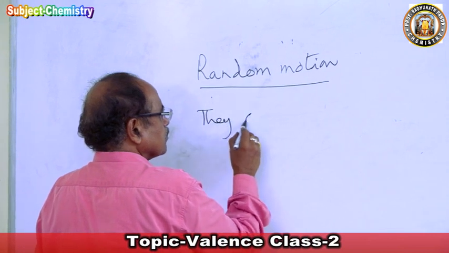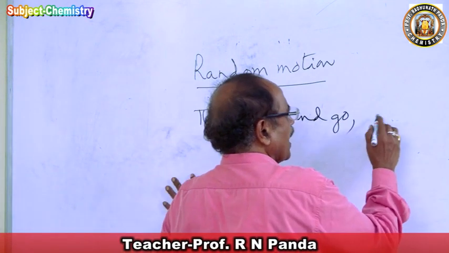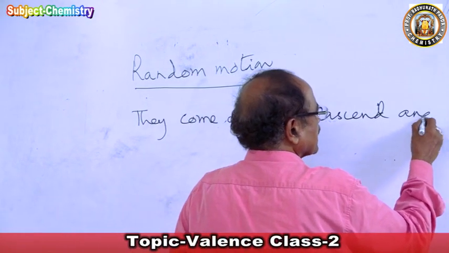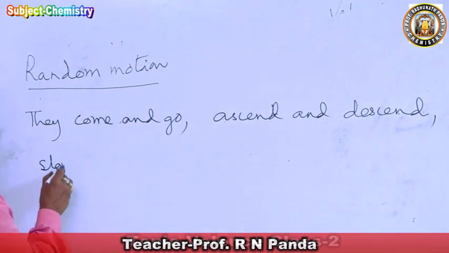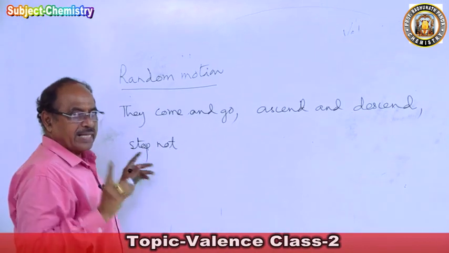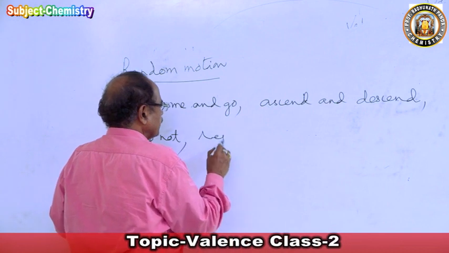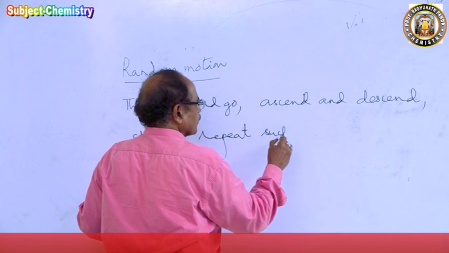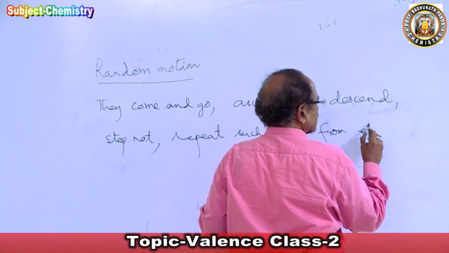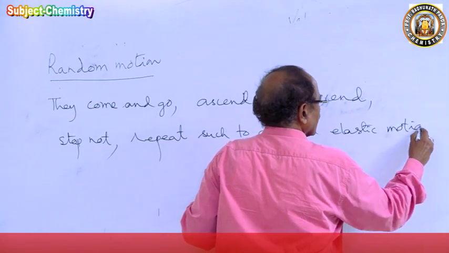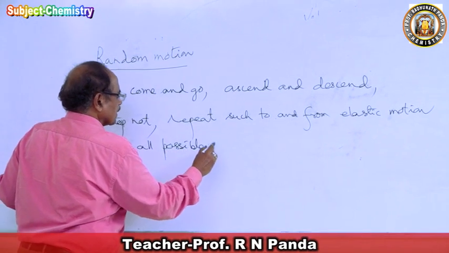they come and go. Ascend and descend. Then what they do? Stop not. They will not stop. While going they will not stop. While coming they will not stop. While going up they will not stop. While going down they will not stop. Then what they will do? Repeat. They will be going on doing it. To and fro. Elastic motion in all possible directions.